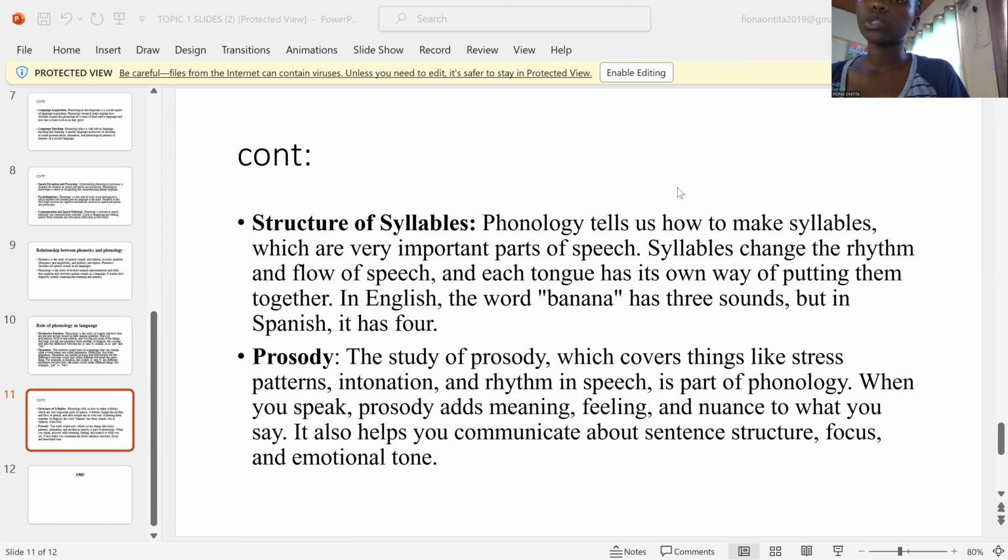Lastly, we have prosody. The study of prosody, which covers things like stress patterns, intonation, and rhythm in speech, is part of phonology. When you speak, prosody adds meaning, feeling, and emphasis to what you say. It also helps to communicate sentence structure, focus, and emotional tone.